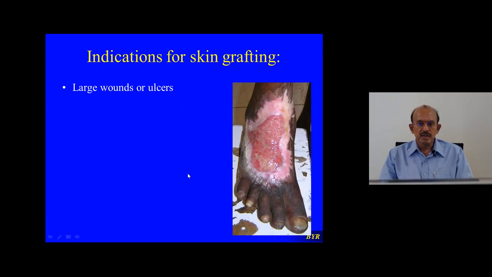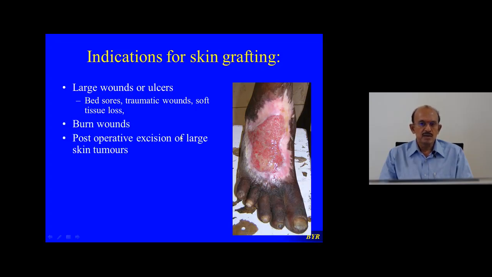So indications for skin grafting: large wounds or ulcers, like bed sores, traumatic wounds, soft tissue loss, then burn wounds, post-operative excision of large skin tumors, scars and their complications. For example, if this ulcer heals, it forms a thick scar here with contracture. What you can do is remove all that scar tissue till the normal pliable tissue is obtained. Then you can do grafting over there.